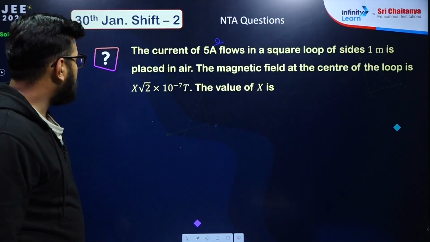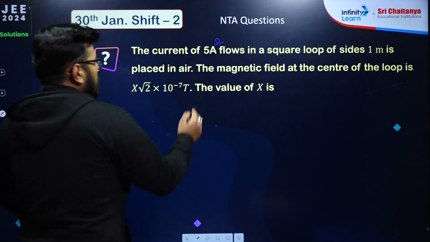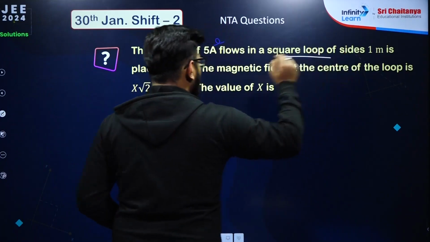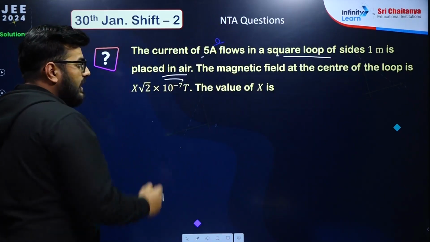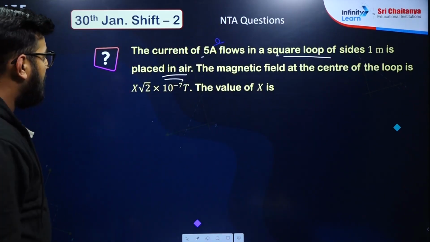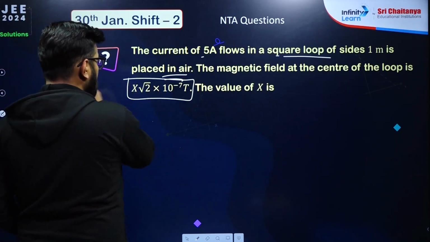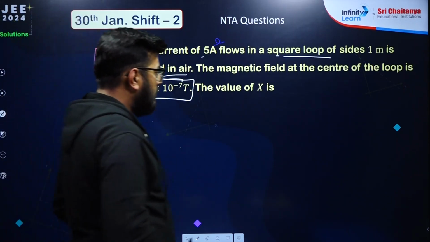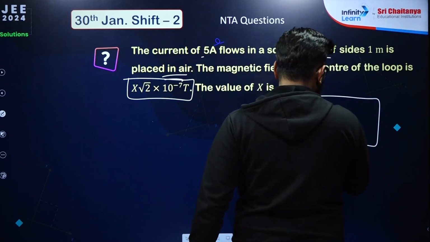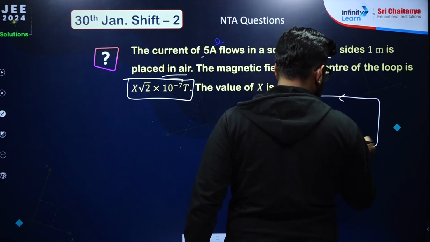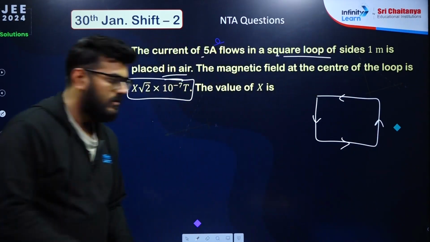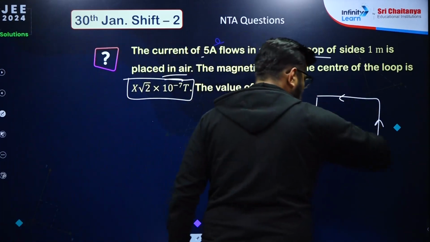Okay. Moving ahead for the next one: a current of 5 ampere flows in a square loop of sides 1 meter placed in air. The magnetic field at the center of the loop is. At the center of the loop, what do you think is going to be the magnetic field? So at the center of a loop, the magnetic field will be because of all of the sides, right?